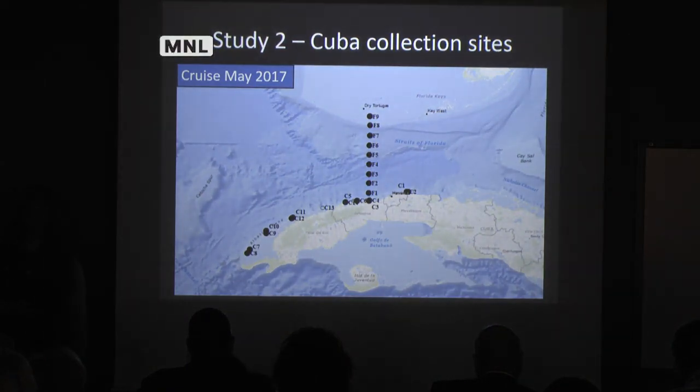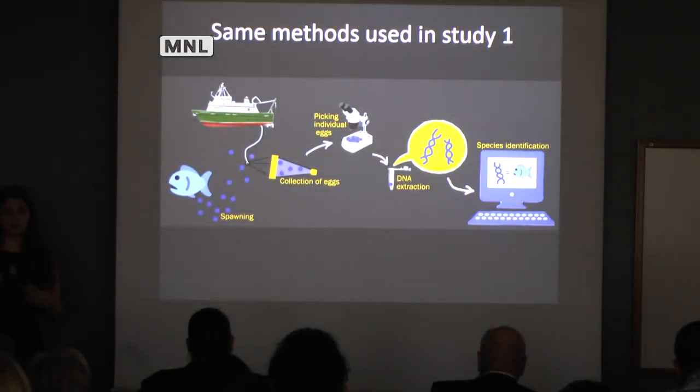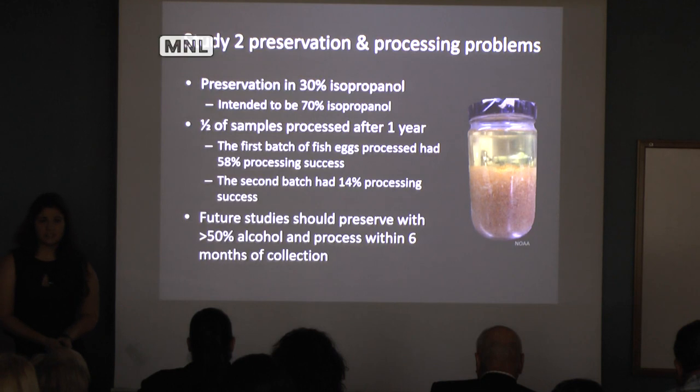The collection sites for this study were a transect across the Florida Straits and along the northwest coast of Cuba, really close, as close to shore as possible. This was also a cruise of opportunity, meaning this was not just for fish egg collection, it was also for longline fishing. So the methods for this study were exactly the same. The fish spawn, we collect the eggs, we pick individual eggs out, I extract the DNA, and identify them down to the species level if possible. The only difference here is that there was a preservation and processing problem.